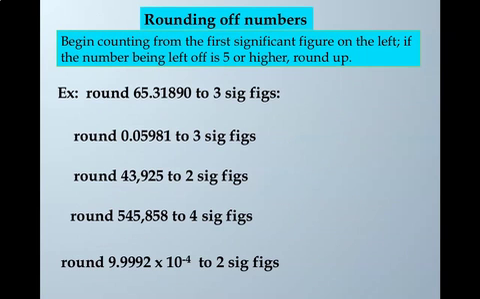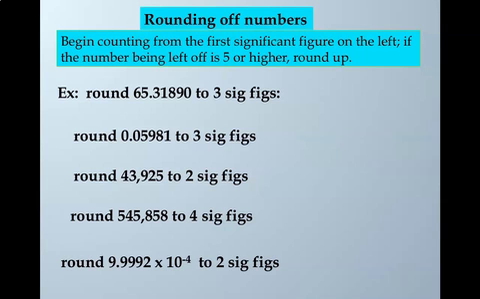The last thing we're going to talk about here is rounding off numbers. I know you've been doing rounding numbers since you were in elementary school, so this is just going to have to start counting from the first significant figure, and we start counting from the left, okay? If we have zeros on the left, we don't count those.